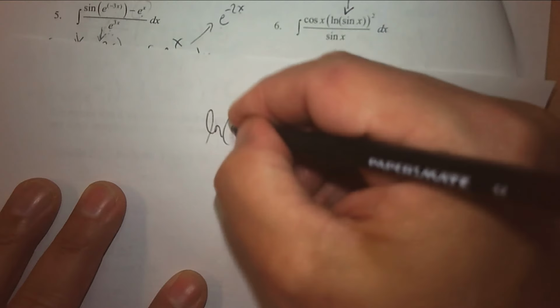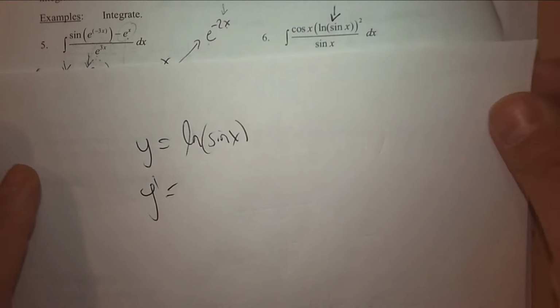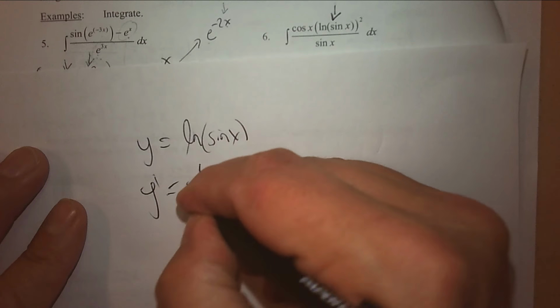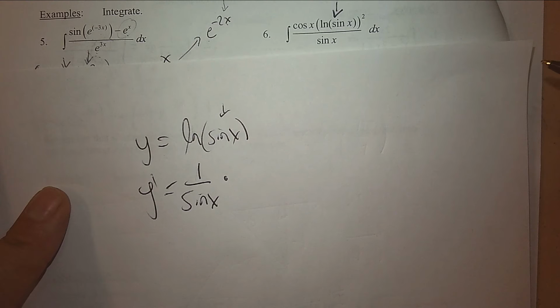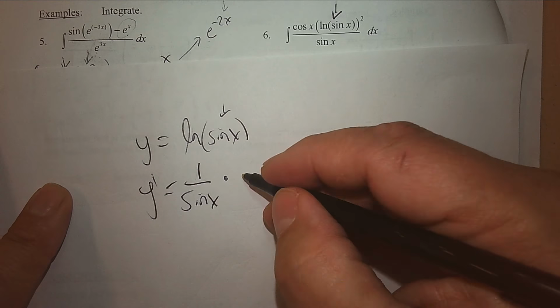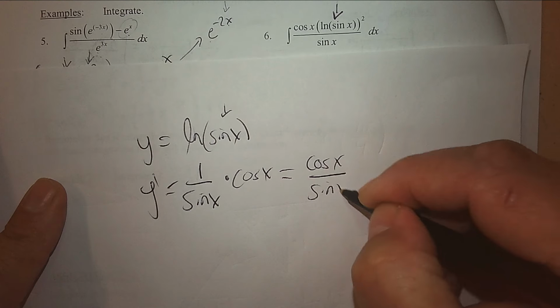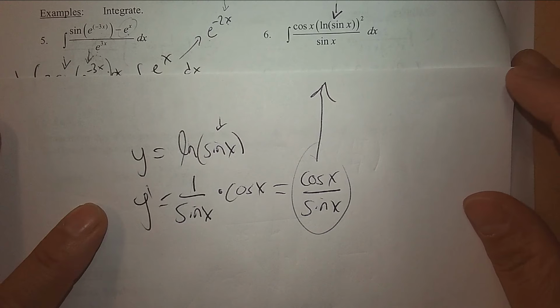Ln sine x. Guess what my brain wants to do? What's the derivative of that? If that was that, right, what's the derivative of ln sine x? How do you do that? 1 over sine x times what's the hook? What's the derivative of sine? Cosine, which is really just what? Now let's go back.